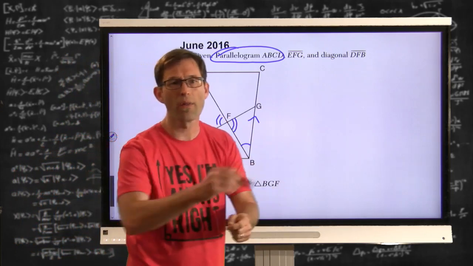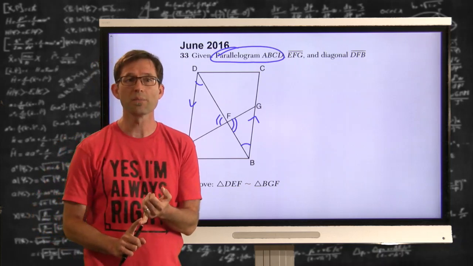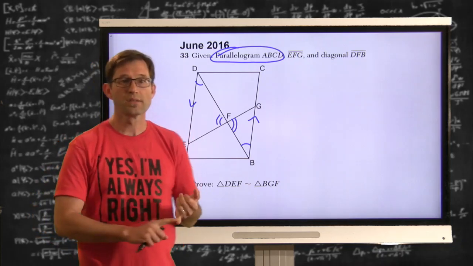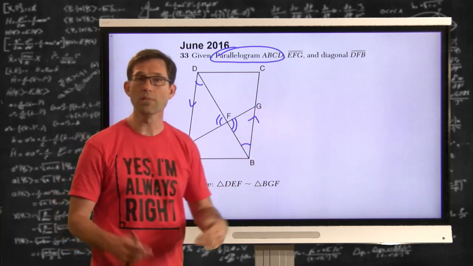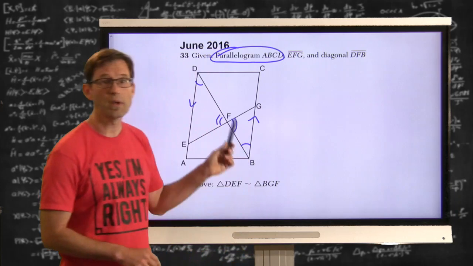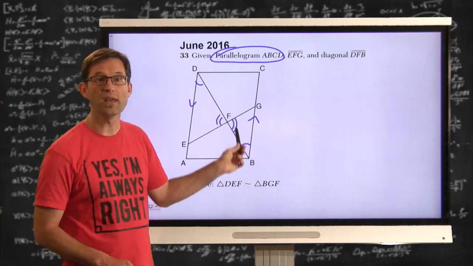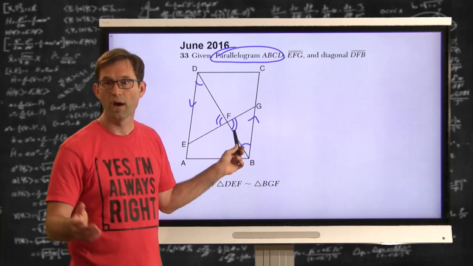And again, I could write all of that out, but at the end of the day, first statement, ABCD is a parallelogram, given. Second statement, AD is parallel to BC because opposite sides of a parallelogram are parallel. Third statement, angle EDF is congruent to angle GBF.